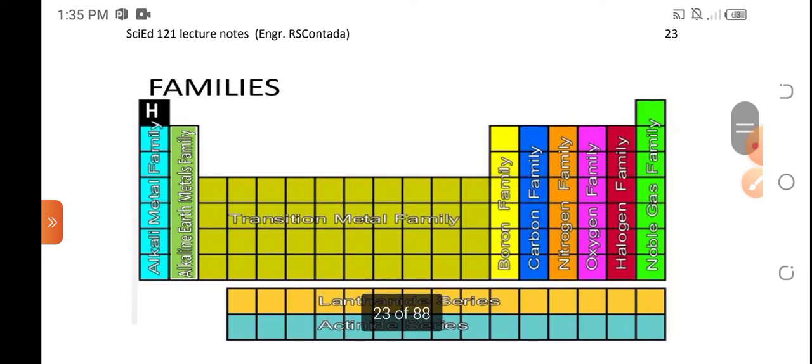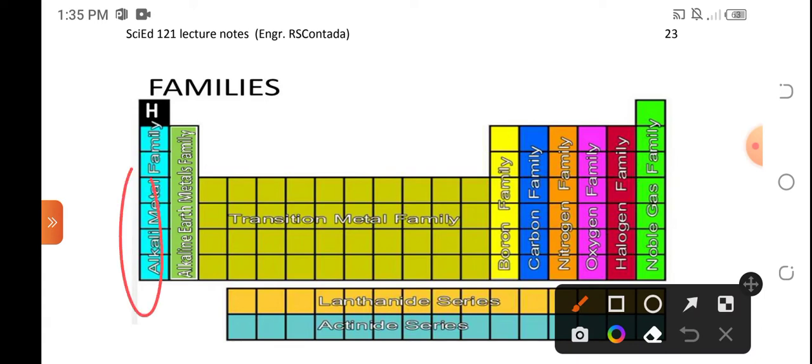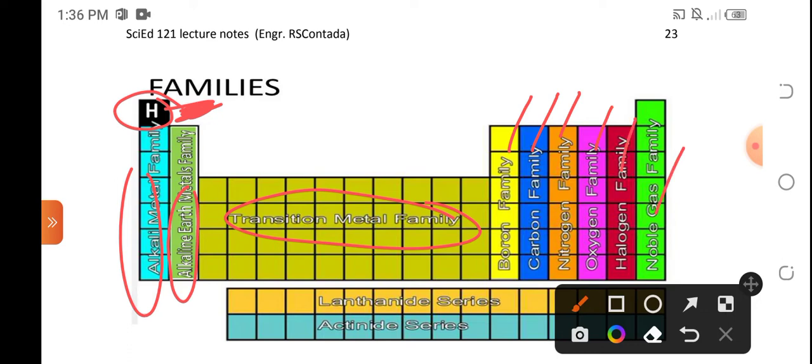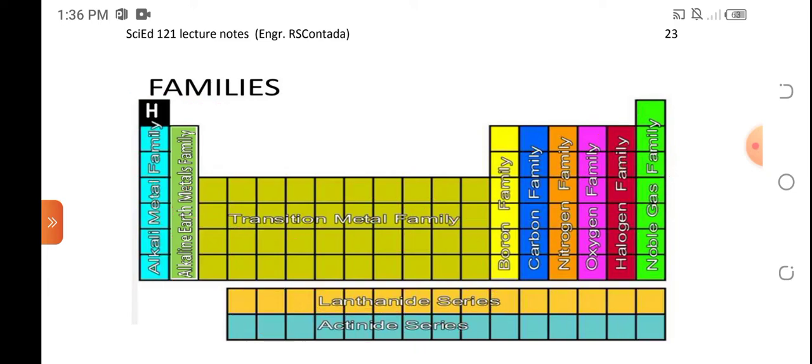Okay, so meron din tayong family na sabi na natin to kanina. So we have the alkali metal, alkaline earth metal. Okay, so of course hydrogen is not part of the alkali metal kasi this is not a metal, rather that is a non-metal. Okay, so we have transition metal family, we have boron, carbon, nitrogen, oxygen, halogen, noble gases or inert gases. Then we have here at the bottom the lanthanide series, and we have the actinide series.